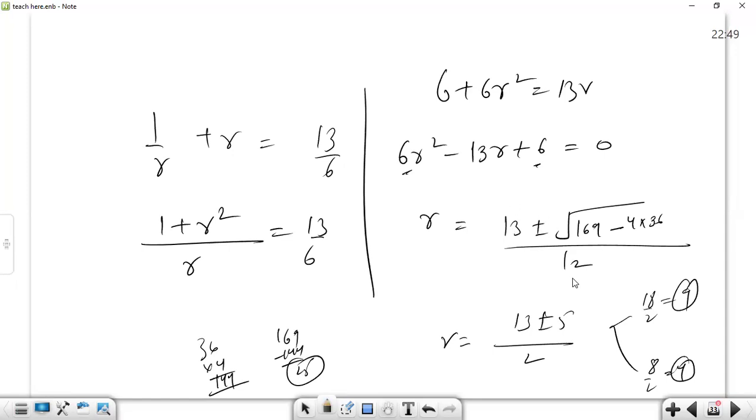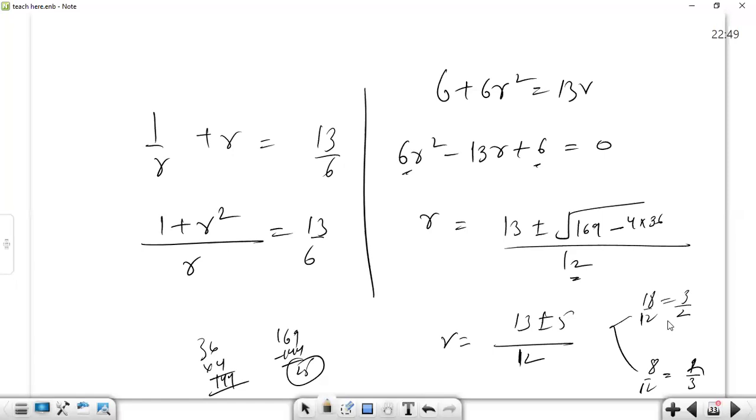Sorry, that was 12, not 2. So 13, here is 12, here is another 12. So 18 by 12 is 9 by 6. And further solving, it is in the table of 6 only. So 6 3 is 18, 6 2 is 12. 4 1 is 4, 4 3 is 12. Sorry, 4 2 is 8. So 3 by 2 or 2 by 3 has to be R.